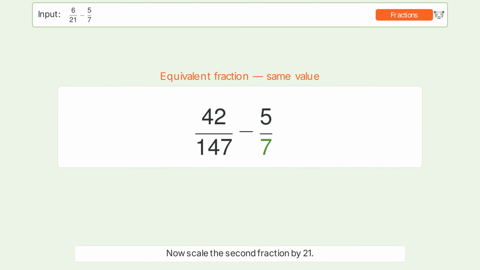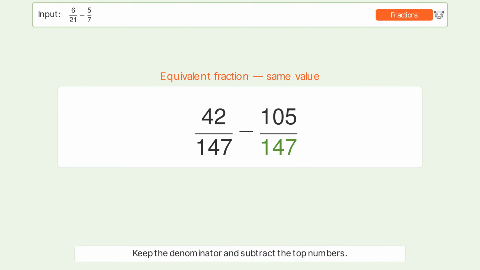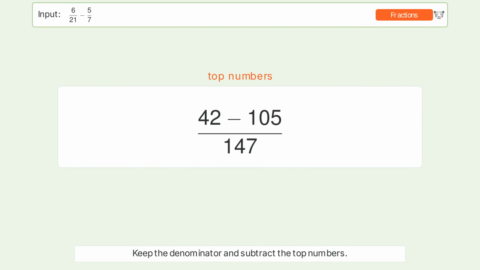Now scale the second fraction by 21. Write 5 times 21 over 7 times 21. That gives 105 over 147. Both denominators now match. Keep the denominator and subtract the top numbers.